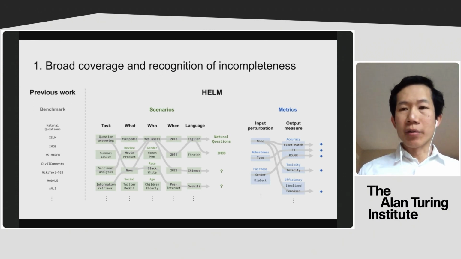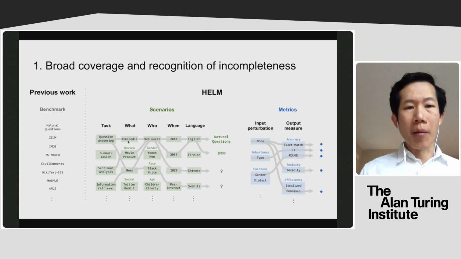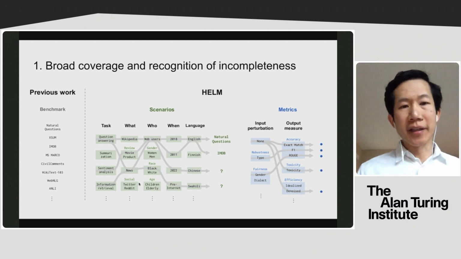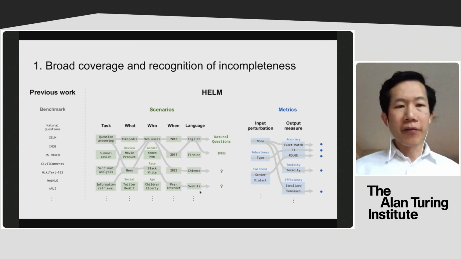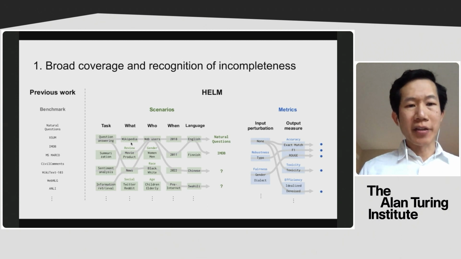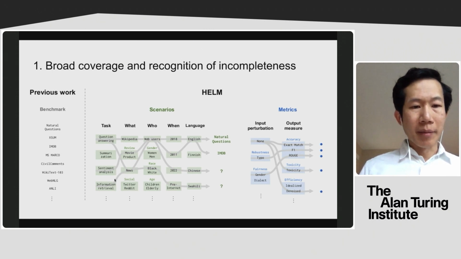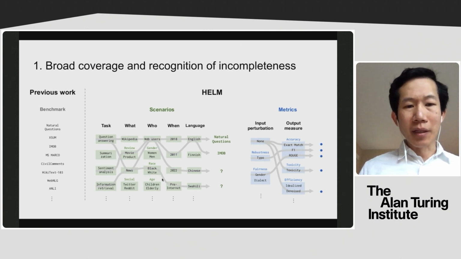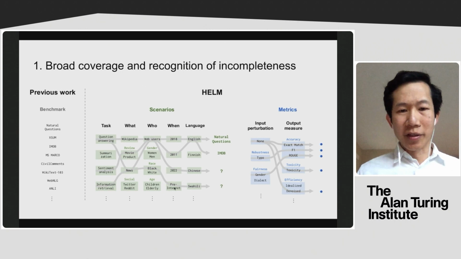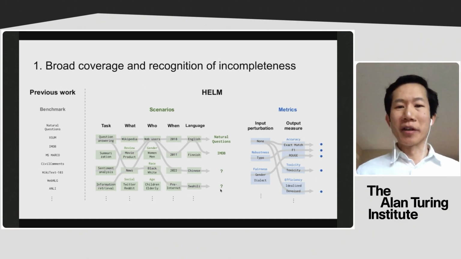So in HELM, what we decided to do is try to taxonomize or articulate the space a bit more. We factorize the space into task, what the domain of that task is, who generated the text, when it was generated, and what language it is. You can see, for example, that question answering on Wikipedia, with questions generated by web users in 2018, corresponds to the Natural Questions dataset, which we have. Whereas maybe information retrieval on news, where you're looking at Black speakers pre-internet in Swahili, is something that we don't have.